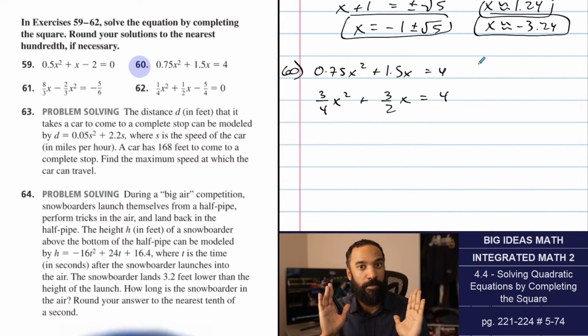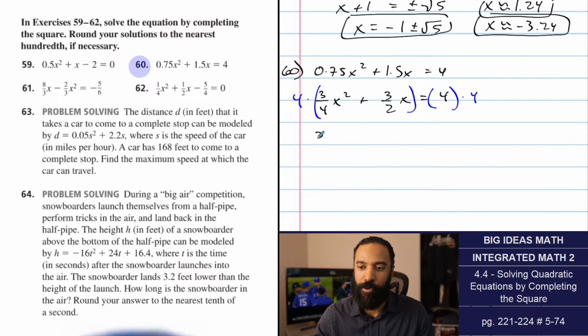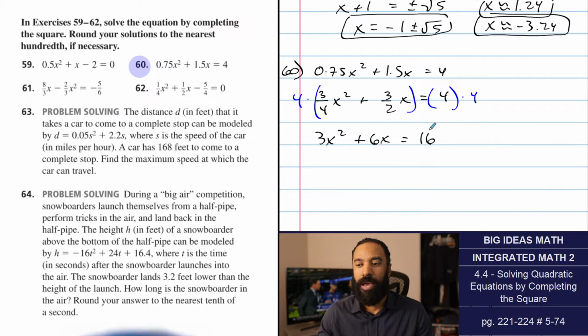But if I multiply everything by 4, this will take care of my needs because 4 can divide by 4 and 4 can divide by 2. So 4 times 3/4 is 3, 4 times 3/2 is 6, and 4 times 4 is 16. Now, not everything here divides by 3. The 16 doesn't. Let me show you the other form of what I would do sometimes here.